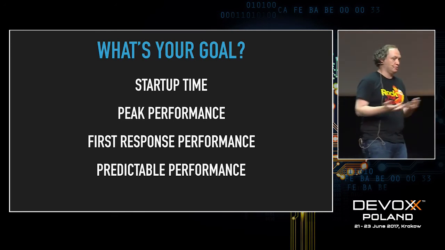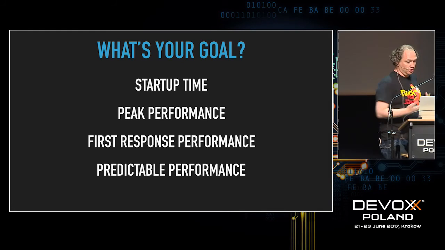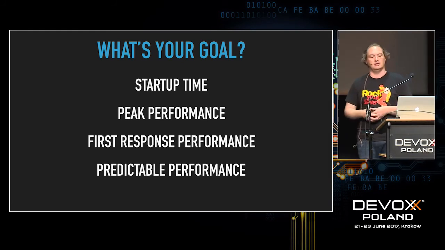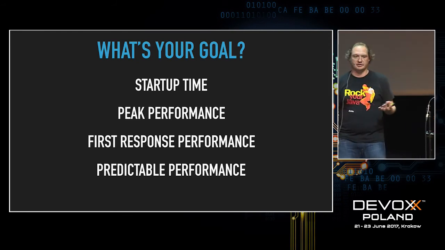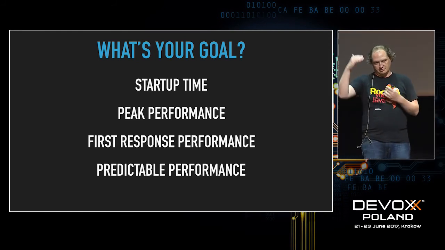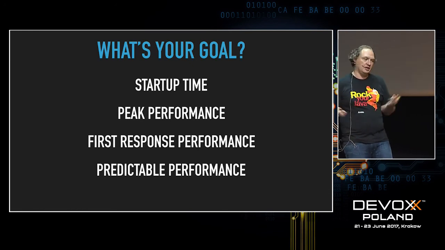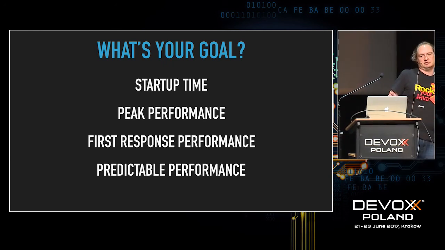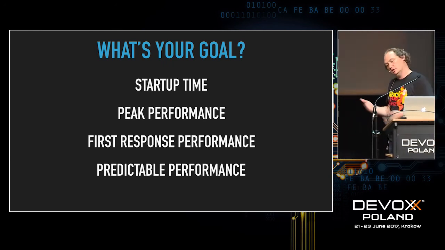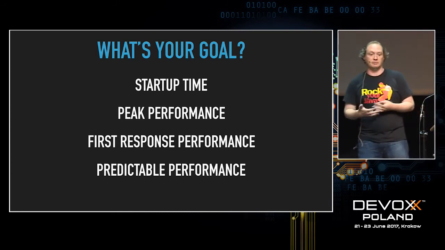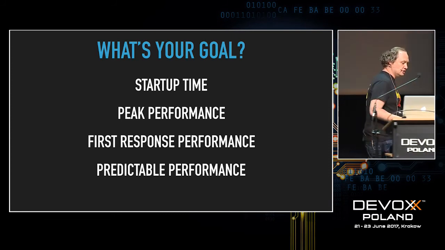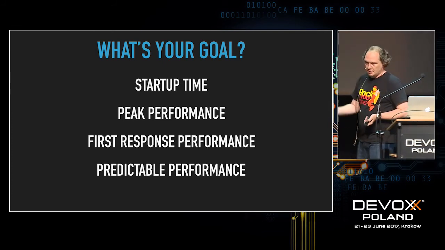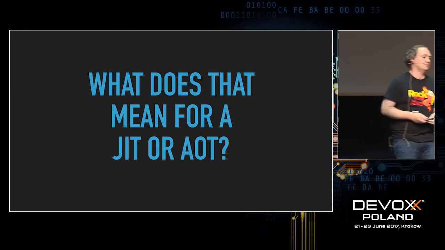Maybe your goal is peak performance. Well, then you want profile guided optimization. You want a just-in-time compiler or some other speculation and feedback system. Maybe your goal is first response. Maybe that also means peak. Maybe it doesn't. Maybe an ahead-of-time compiler is the right choice. Maybe you want predictable performance. Okay, an ahead-of-time compiler is fine. It might be slower, but it'll be nice and predictable. It all depends. There is no one right or wrong answer to this question of what the best type of compiler or execution mechanism is.